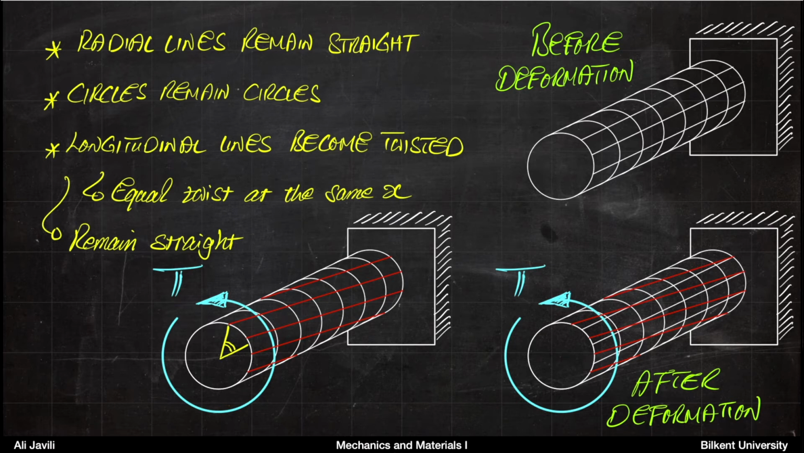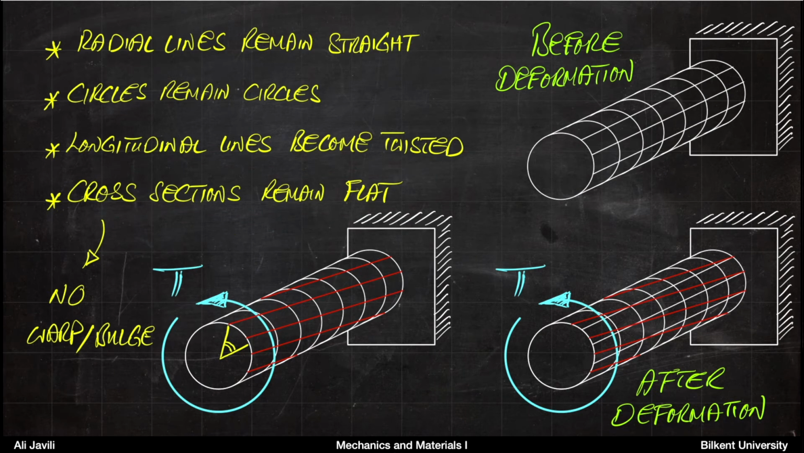So basically, the circular cross sections remain circular cross sections. Another assumption that we make is that longitudinal lines become twisted, but they remain straight. You can see these lines in white here and in red here. These are the longitudinal lines, and as you can see, they get twisted, but they remain straight. The consequence of this is that you get equal twist at the same x. So for the same distance from the base, you get exactly the same amount of twist, and this is a property that we want to exploit later.